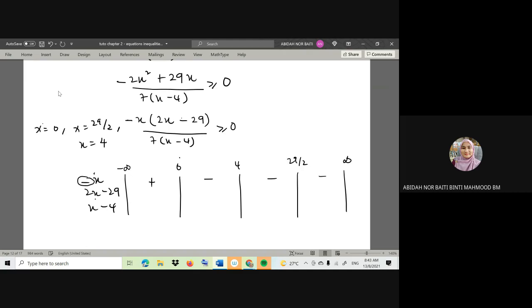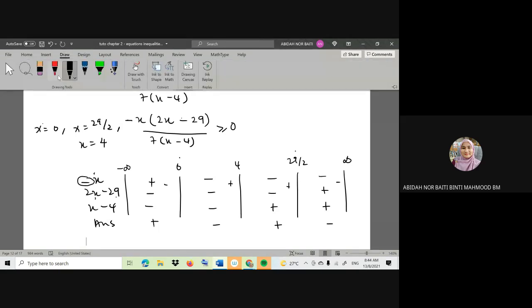So 2x minus 29, value dia adalah 29 over 2. Your x is positive. So from 29 over 2 to the right is positive. From 29 over 2 to the left is negative. Okay, ni pun samalah, dah boleh buat kan. So negatif, positif, negatif, positif, positif, negatif, negatif, negatif, positif. Okay, so soalan dia ada equal sign ya.